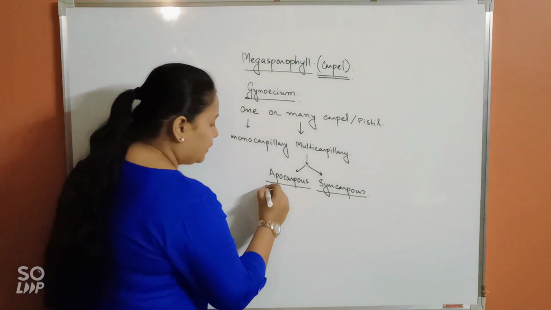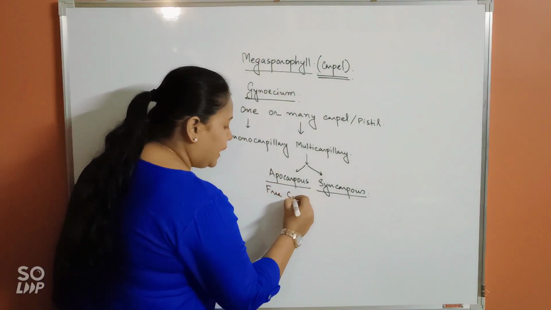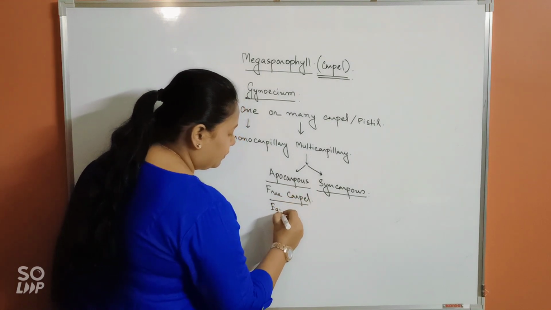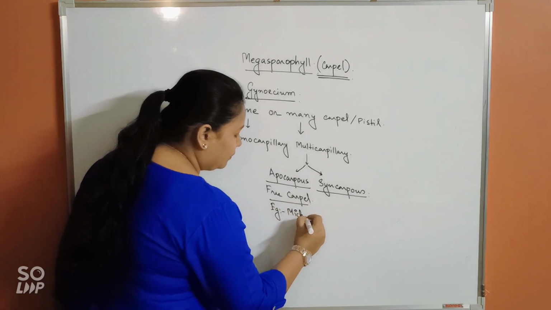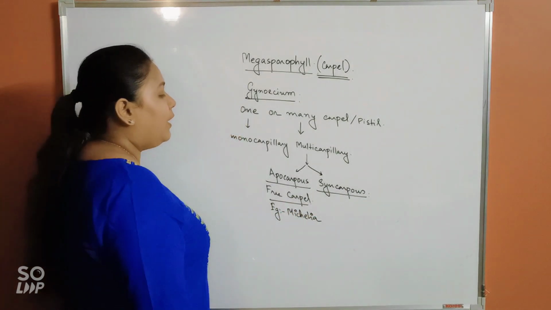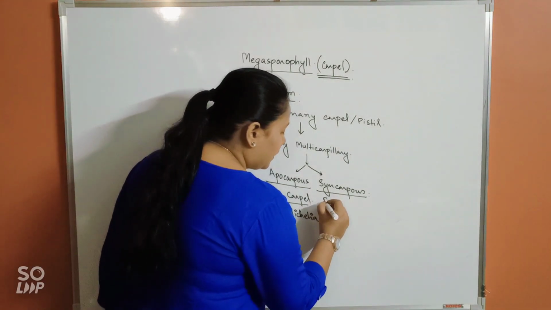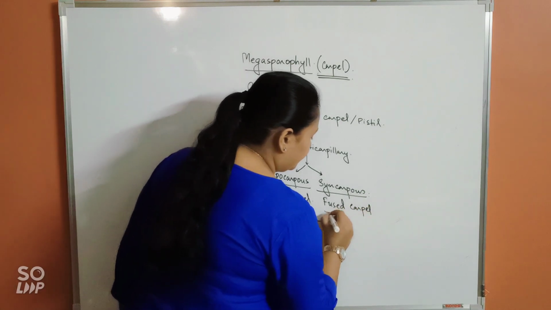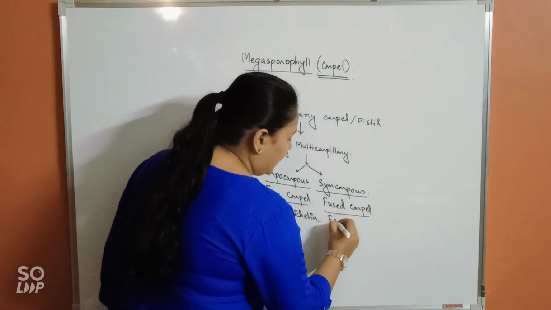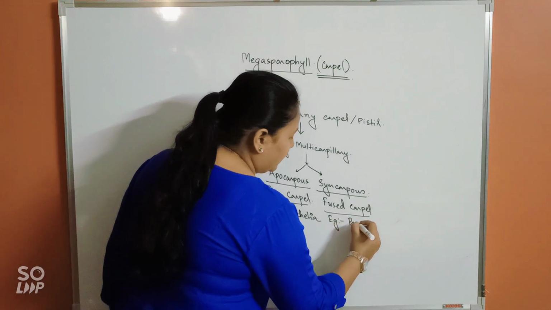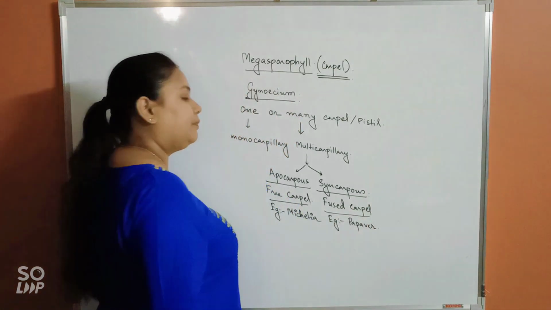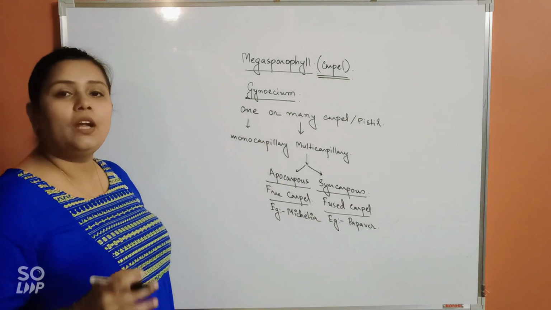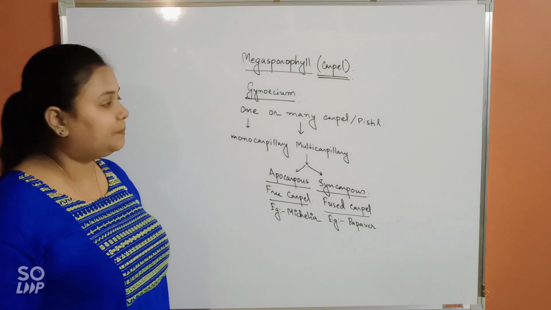Apocarpous means free carpel, for example Michelia, whereas syncarpous condition means fused carpel, example being Papaver. Alright? Are you able to recall? All these terminologies were already discussed in the morphology chapter.